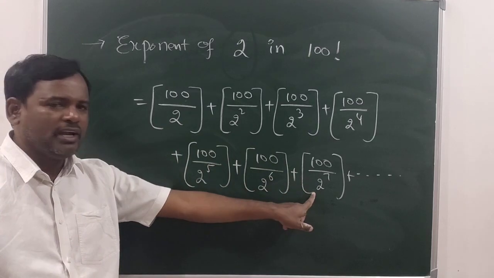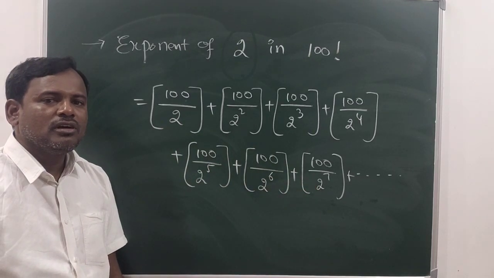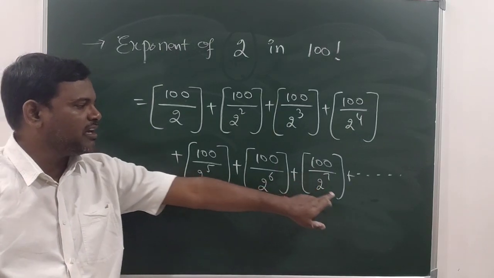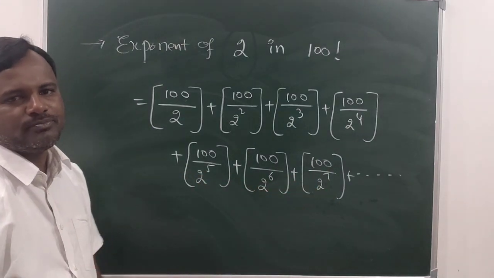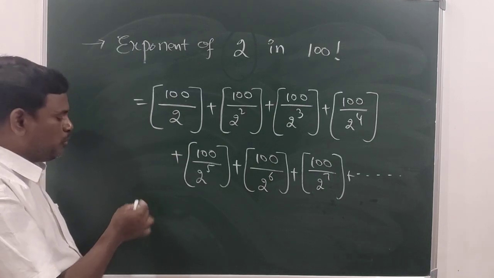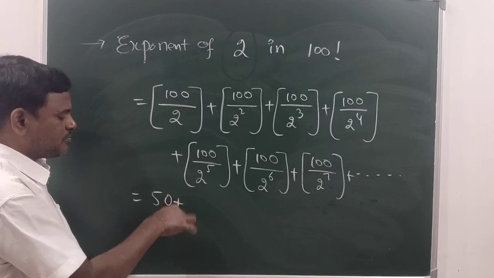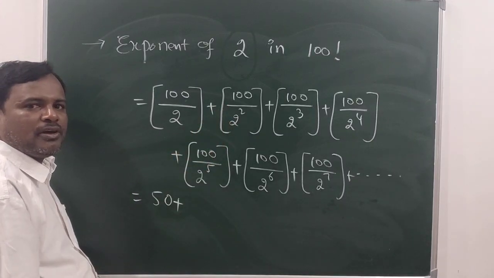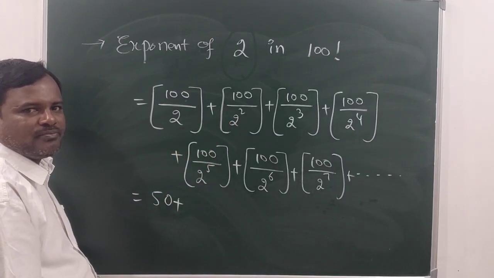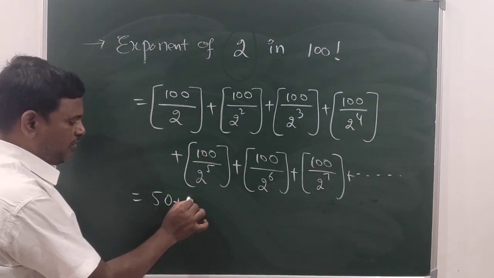Up to where do you have to write? Until you get a proper fraction inside the greatest integer symbol. So now simplify. 100 by 2 means 50. Greatest integer of 50 is 50 only. Now go here: 100 by 2 square. Now 2 square value is 4. 100 by 4 is 25.